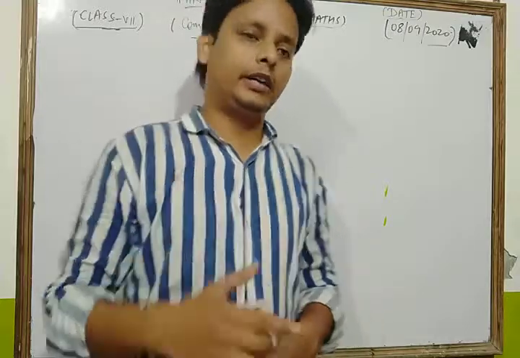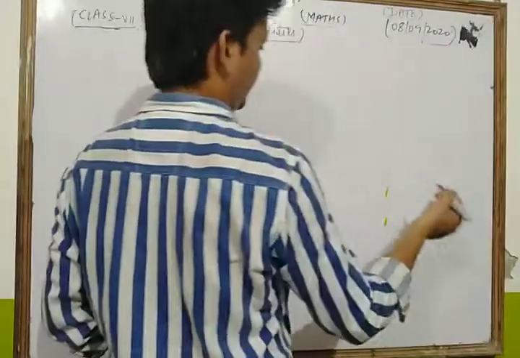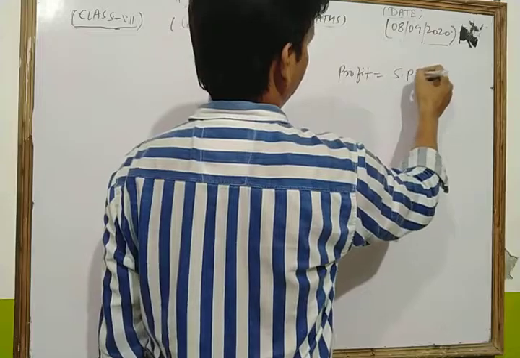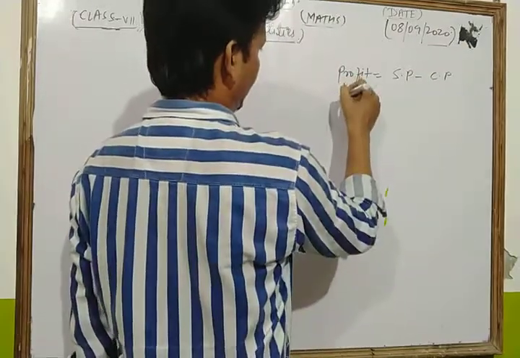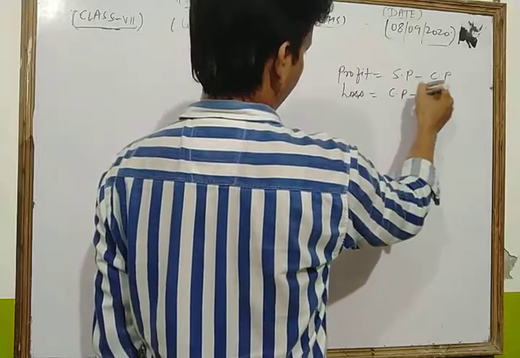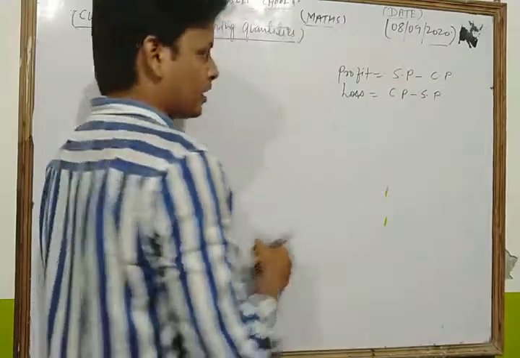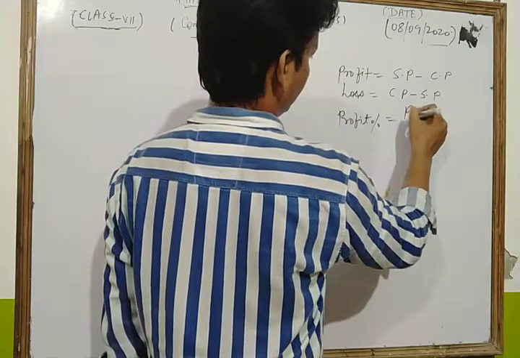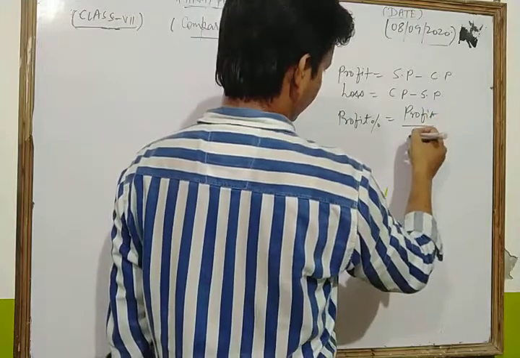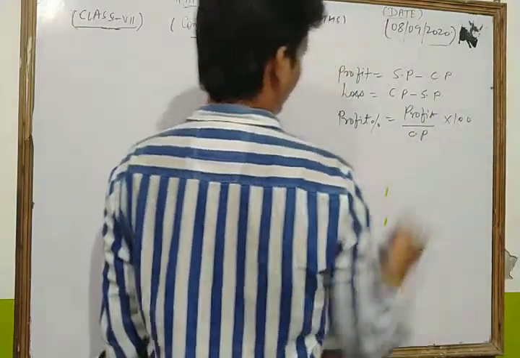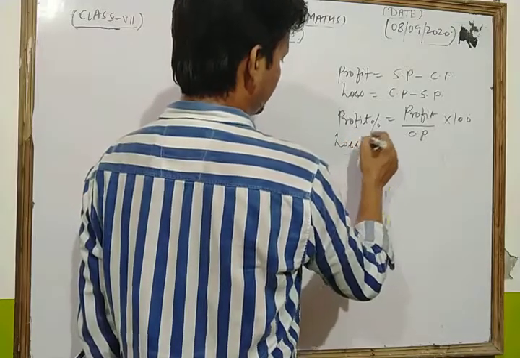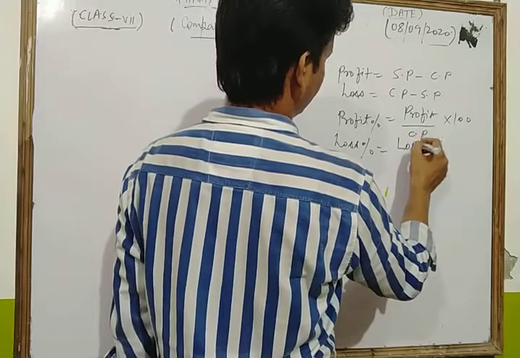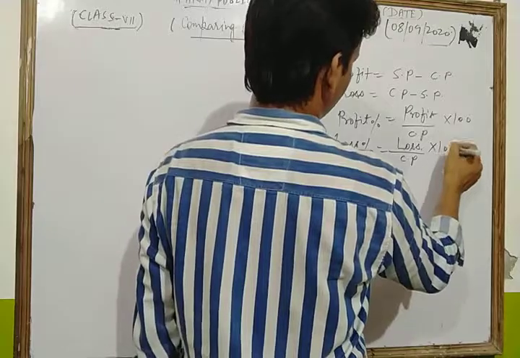In the previous class, dear students, we discussed some questions based on profit and loss. As we know, profit is equal to selling price minus cost price. Loss is equal to cost price minus selling price. We also discussed the formula for profit percent. Profit percent is equal to profit upon cost price into 100. And the loss percent is equal to loss upon cost price into 100.